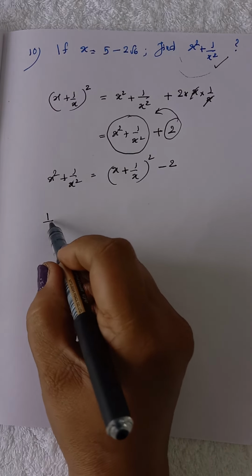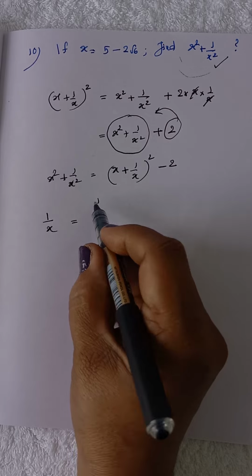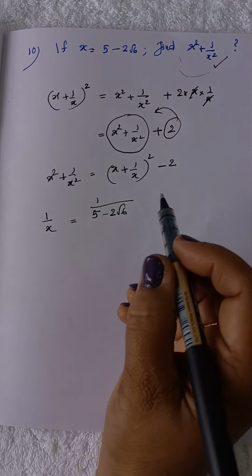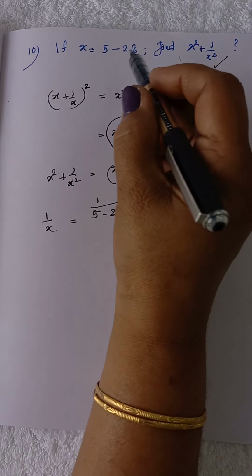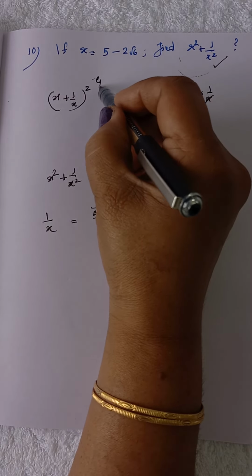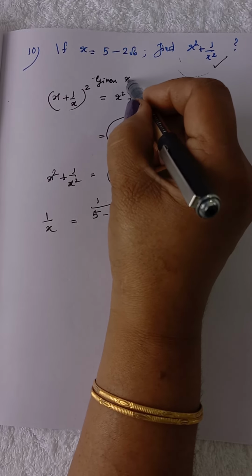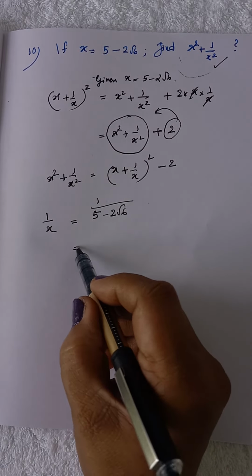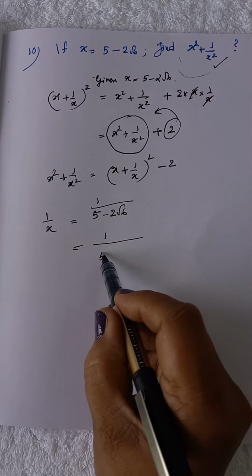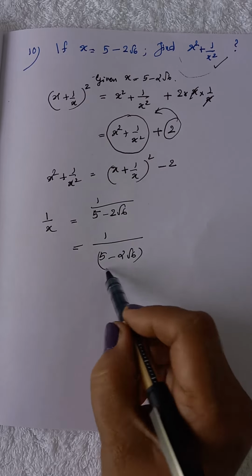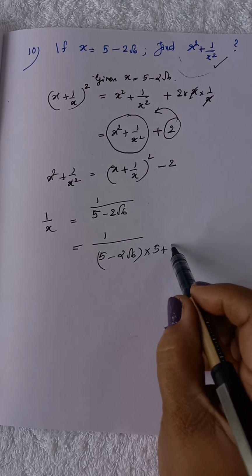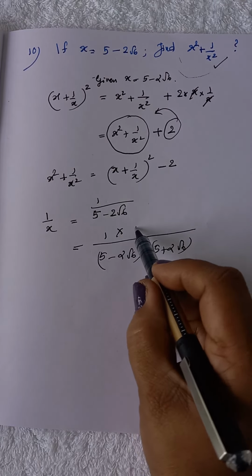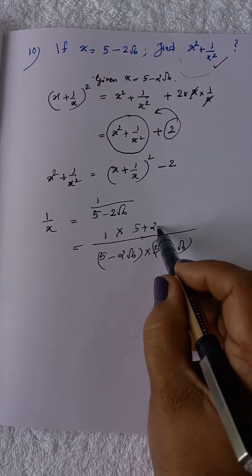So we want to find out this 1 by x at first. So what is 1 by x? 1 by x is equal to 1 by 5 minus 2 root 6, because we are given this x as 5 minus 2 root 6. So at first we can write like this, given x is equal to 5 minus 2 root 6. Then that is equal to 1 by 5 minus 2 root 6. What is the conjugate? That is 5 plus 2 root 6. Then the numerator also we have to multiply 5 plus 2 root 6.